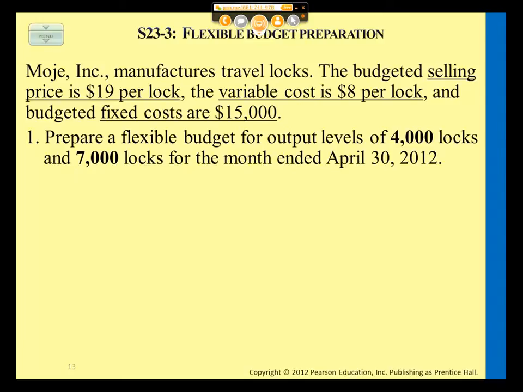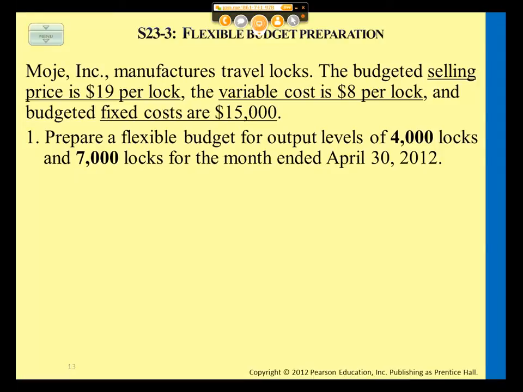That's going to have two output levels. One is going to be at 4,000. The other one is at 7,000. So we're going to put together a table right now. That's your flexible budget. In your flexible budget, we just talked that there is a sales revenue, variable expenses, contribution margin, fixed expenses, and at the end, obviously, we want to see our operating income, right?